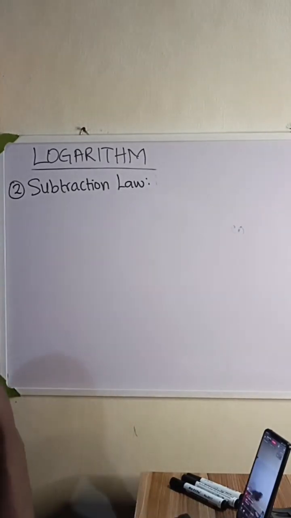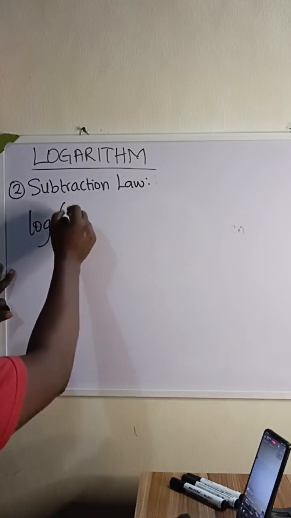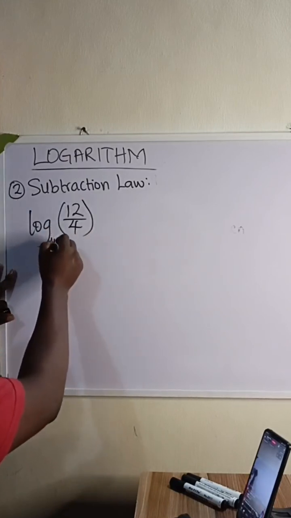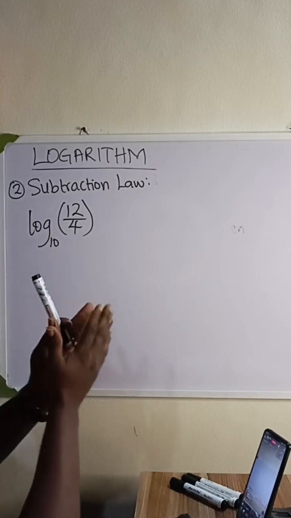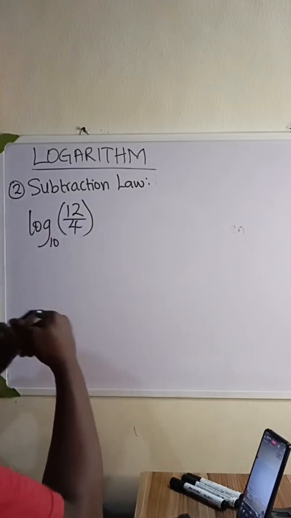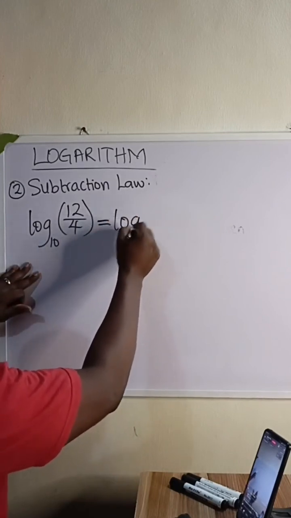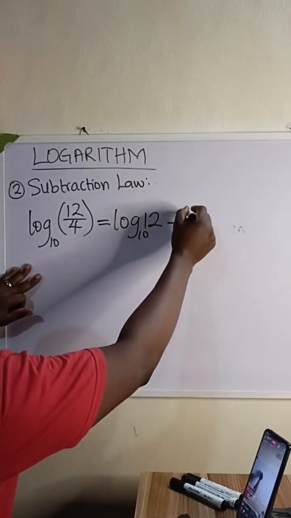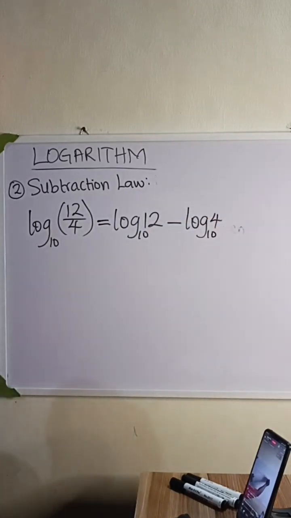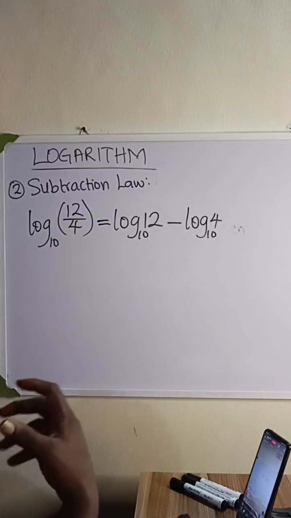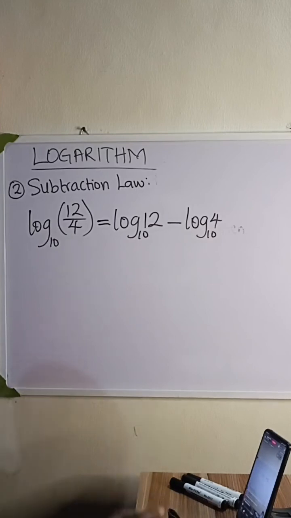So let's say we have log 12 over 4 base 10. So log 12 over 4 base 10 can be separated. You can split this to become log 12 base 10 minus log 4 base 10. So this will come in handy when you begin to solve questions that involve simplifying logarithms and also solving logarithmic equations. Let's look at the third law of logarithm.